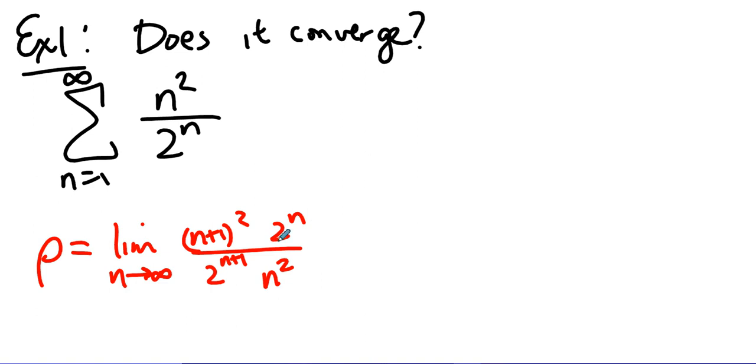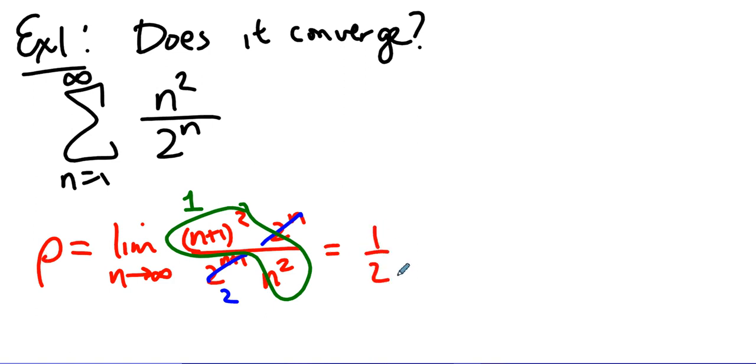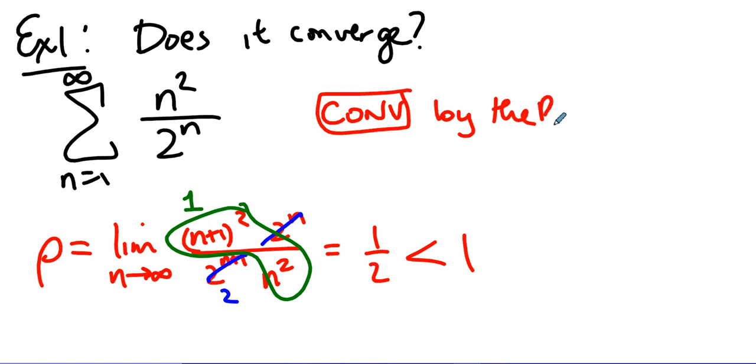Well, this simplifies by algebra, and then we think about what's happening here. This is an n squared blah, blah, blah. That's an n squared. So this has a limit of 1. And so rho is 1/2, which is less than 1. And so this series converges by the ratio test.